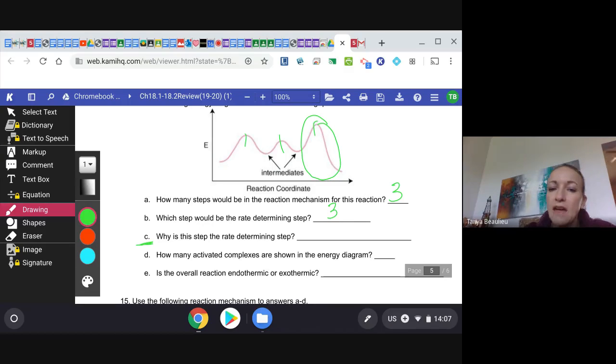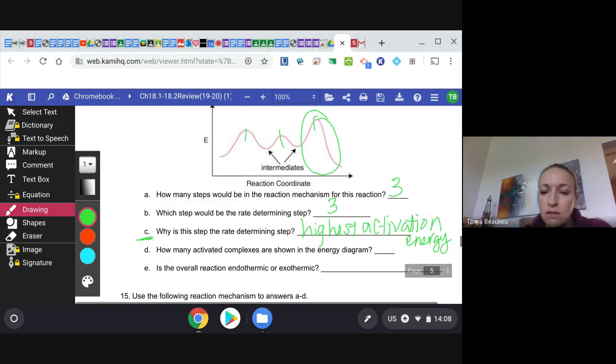Now we can't tell that that's the slowest step by looking at the graph, but that's what most kids are telling me for the answer for letter C. Why is this a rate determining step? Because it's the slowest step. Well, we know it's the slowest step because it has the highest peak or the highest activation energy. The higher that activation energy is, the greater the wall to overcome for the reaction to occur. So it's just like if you were running a race. If you had to climb over a really tall wall, the tallest wall is going to be the one that's going to slow you down the most. So that's what I was looking for in question C there.